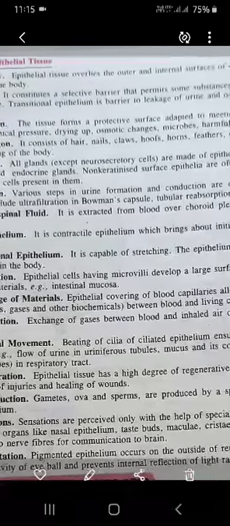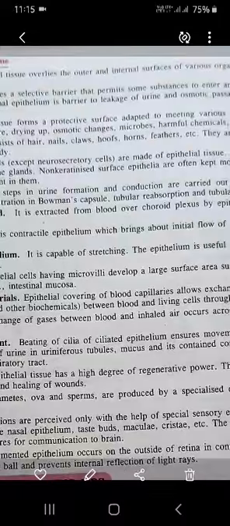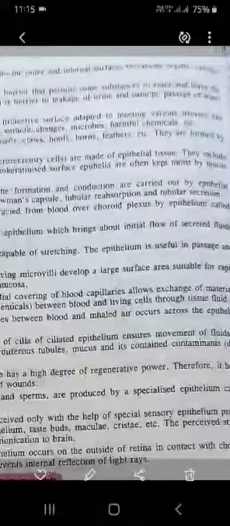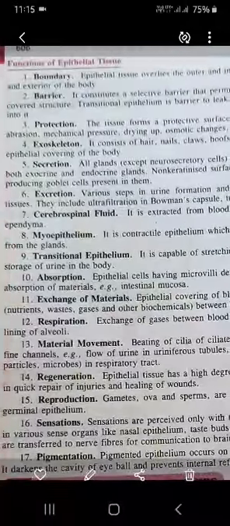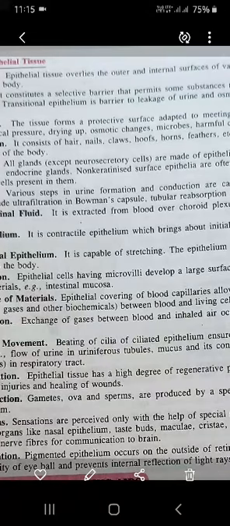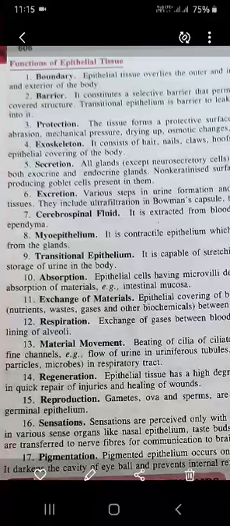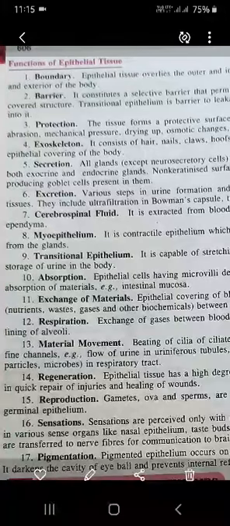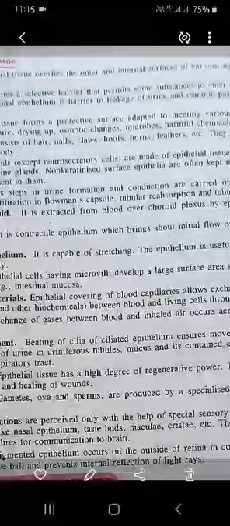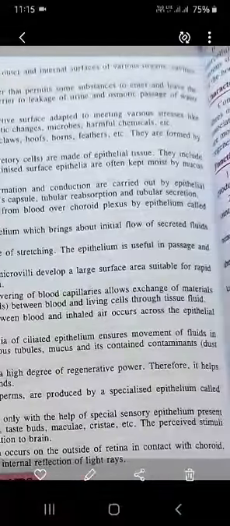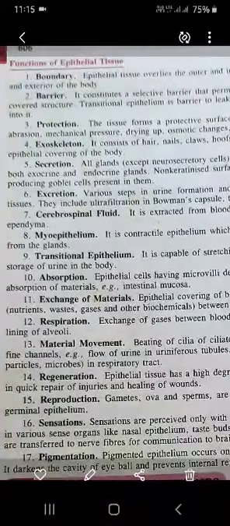Material movement. Beating of cilia of ciliated epithelium ensures movement of fluids in the fine channels, for example, flow of urine in uriniferous tubules, mucus and its contaminants, dust particles, microbes, etc. Regeneration. Epithelial tissue has a high degree of regenerative power. Therefore, it helps in quick repair of injuries and healing of wounds.